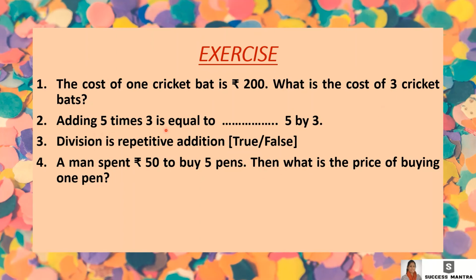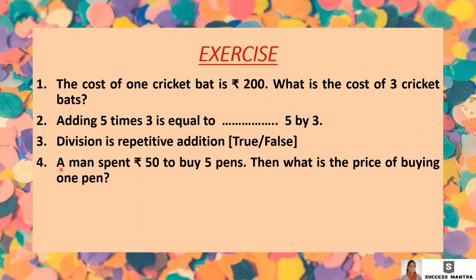Second question. Adding 5 times 3 is equal to dash 5 by 3. We know that repetitive addition is nothing but multiplication. So adding 5 times 3 is equal to multiplying 5 by 3. Third question. Division is repetitive addition. Is it true or false? Definitely it is false because division is not repetitive addition, it is repetitive subtraction.